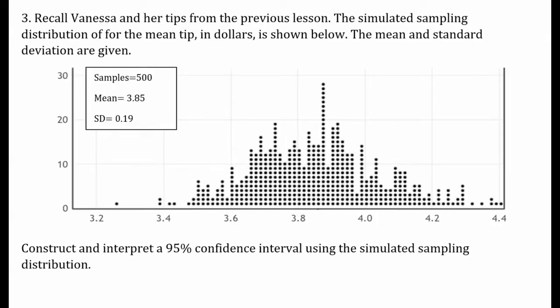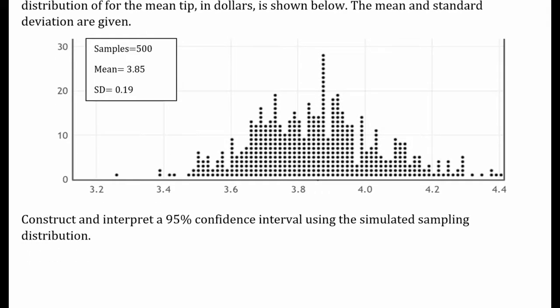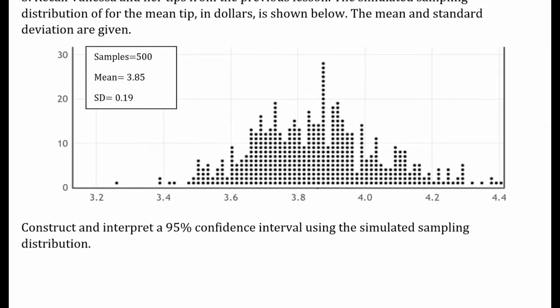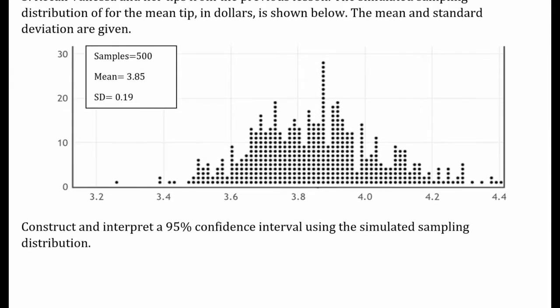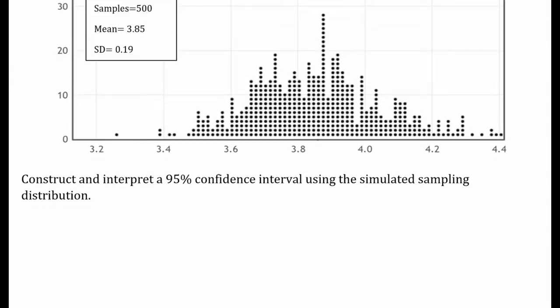Remember Vanessa and her tips from the previous lesson. The simulated sampling distribution for the mean tip in dollars is shown below. The mean and standard deviation are given. Construct and interpret a 95% confidence interval using the simulated sampling distribution. So this is the average of Vanessa's tips. And we want to know, what's that true population mean? On average, how much money does she get from each tip?